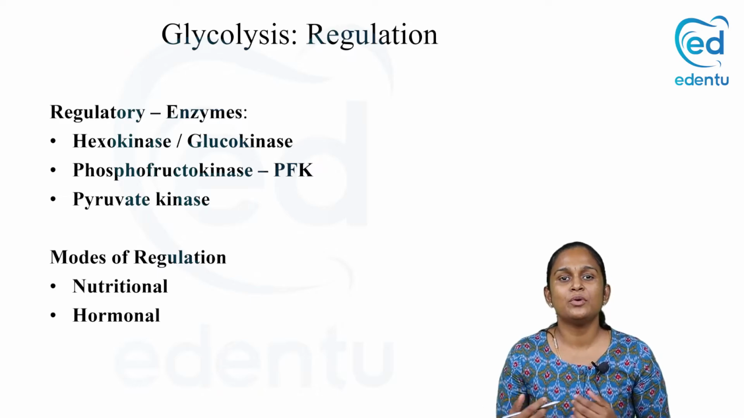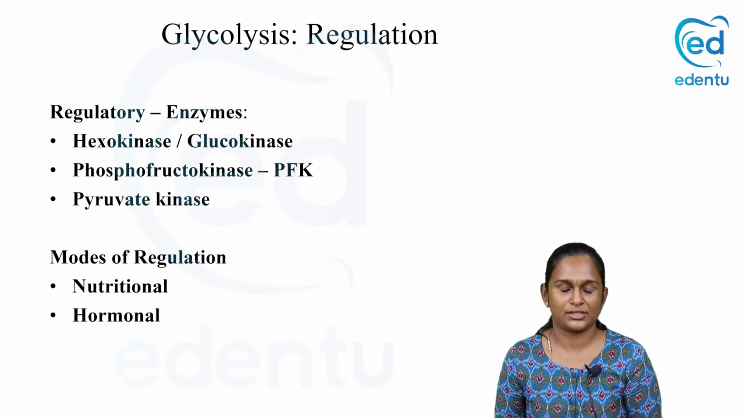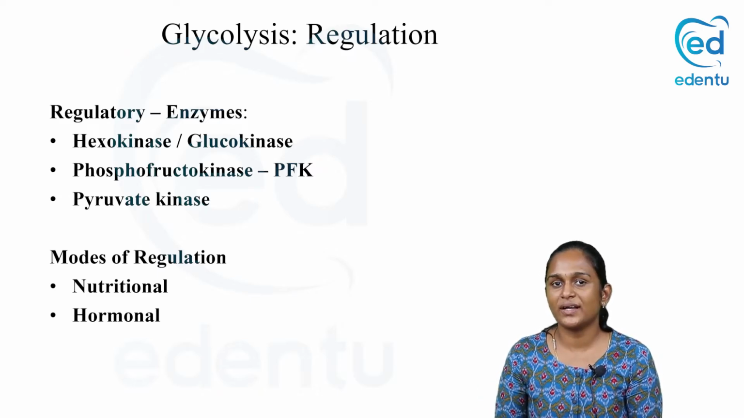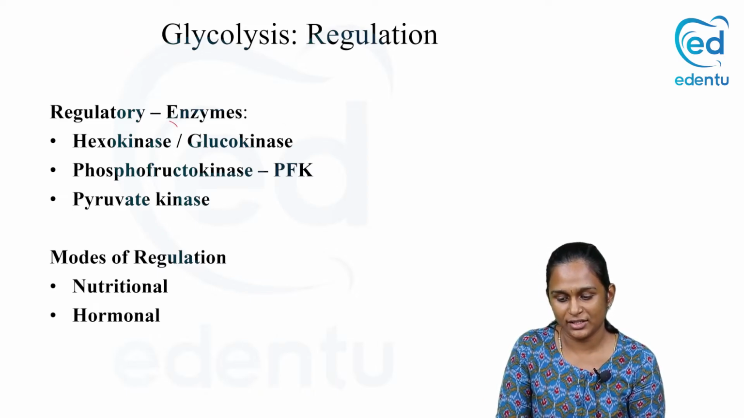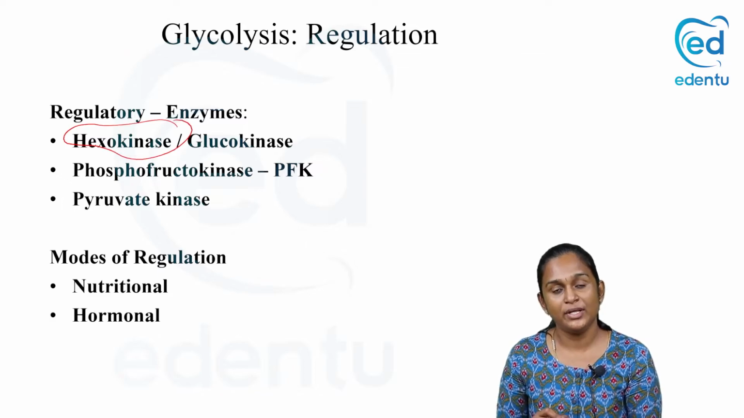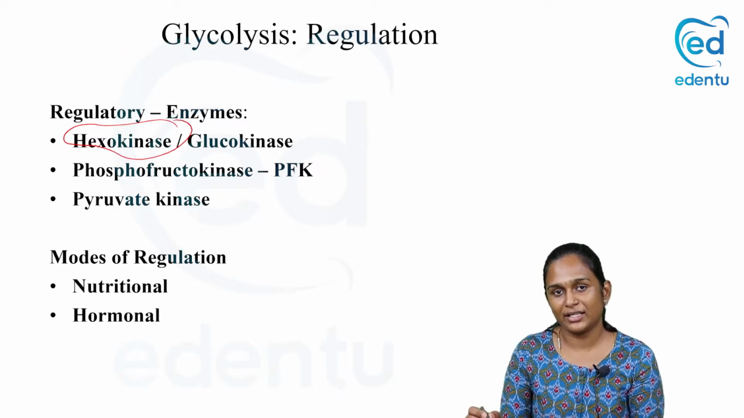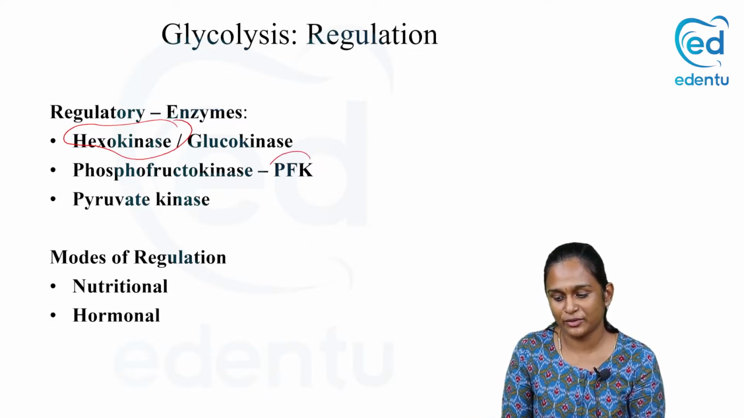Okay. So we'll move on to the regulation of glycolysis. What are the important regulatory enzymes in glycolysis? Hexokinase, otherwise glucokinase. This is one important regulatory step. The very important rate limiting and highly regulated step is phosphofructokinase.